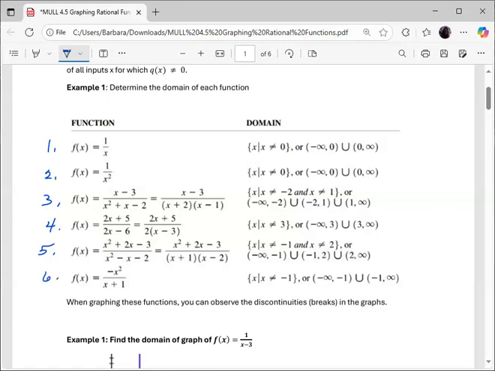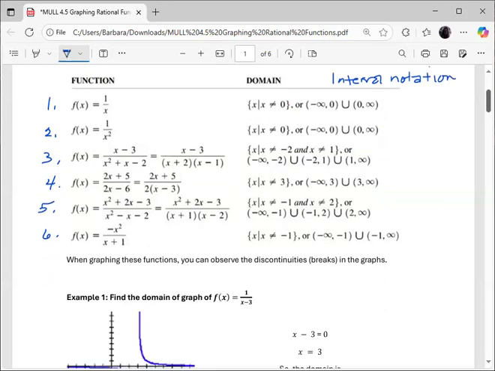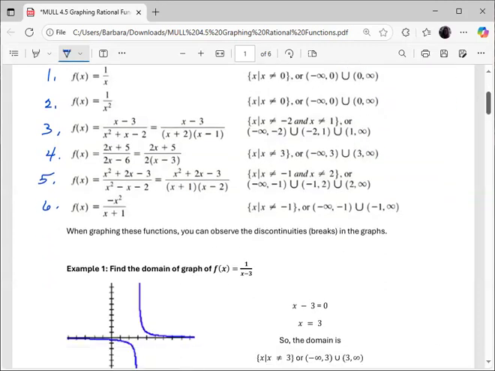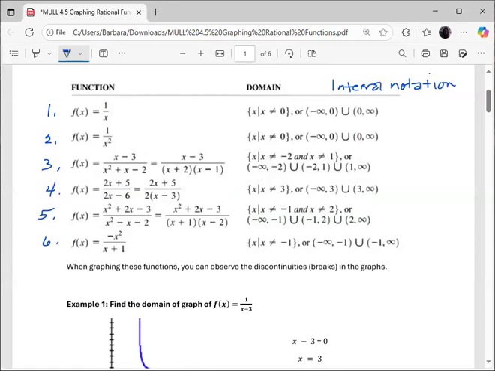Now your homework might ask you to write it in interval notation, so you have some examples here. So know that when we're graphing rational equations, the domain is important because it tells us where the graph has some discontinuities, which are breaks in the graphs.